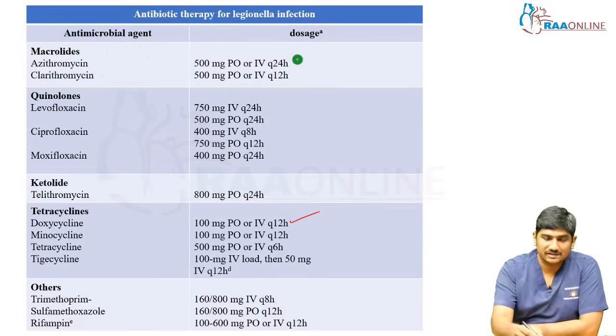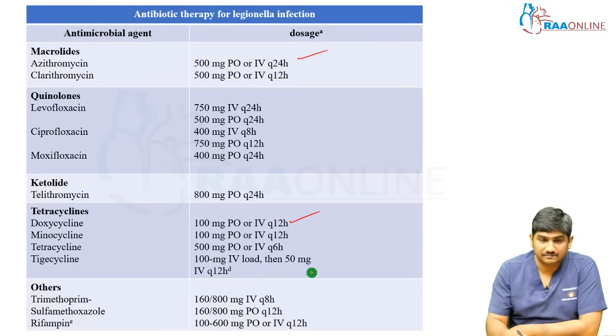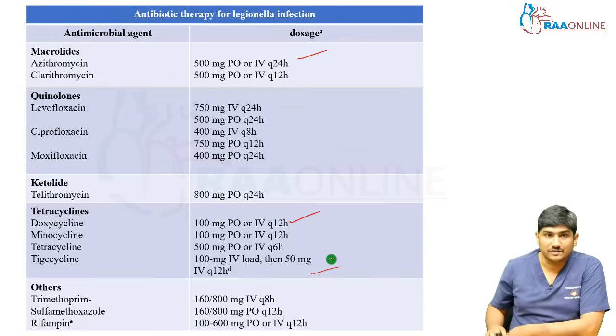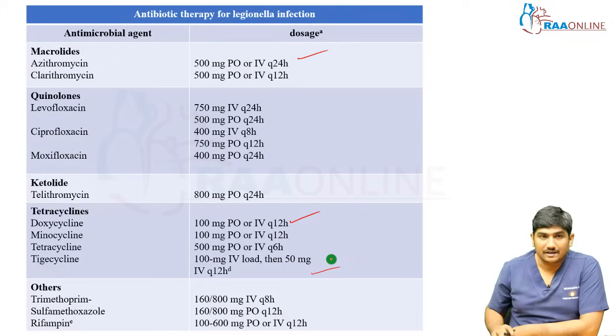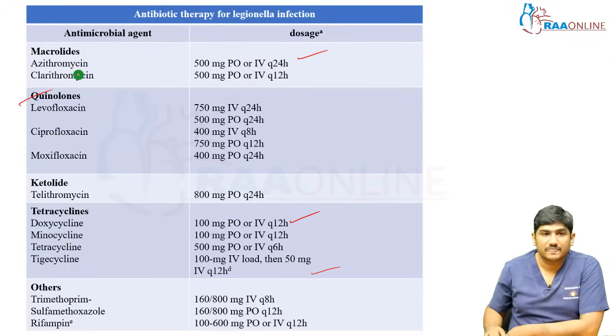Okay, we usually use doxycycline or azithromycin, right? So minocycline 100 mg per oral or IV Q12 hourly, or tigecycline 100 mg IV load, then 50 mg can be used. Others like trimethoprim-sulfamethoxazole and rifampicin can also be used. So among all these, we usually prefer the quinolones, right?